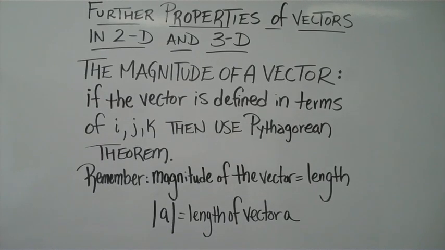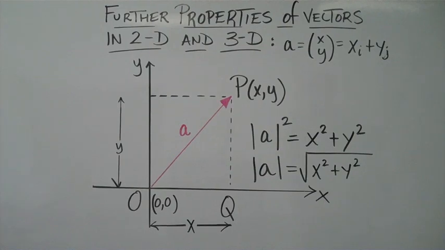We can now talk about further properties of vectors in 2 dimensions and 3 dimensions. First, we want to talk about the magnitude of a vector. The magnitude of the vector, if it's defined in terms of i, j, and k, remember that's just the unit vectors in the x, y, and z directions, then we can use the Pythagorean theorem. Remember that when we're finding the magnitude of a vector, we're looking at the length of the vector, and length is the absolute value of a. If we're talking about vector a, the length would be the absolute value of a, therefore the length is always going to be positive.